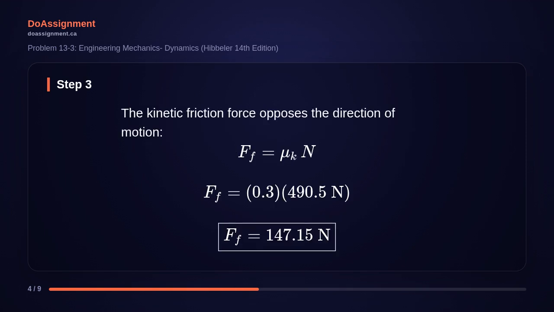The kinetic friction force equals the coefficient of kinetic friction times the normal force. That gives us 0.3 times 490.5, which equals 147.15 newtons opposing the motion.